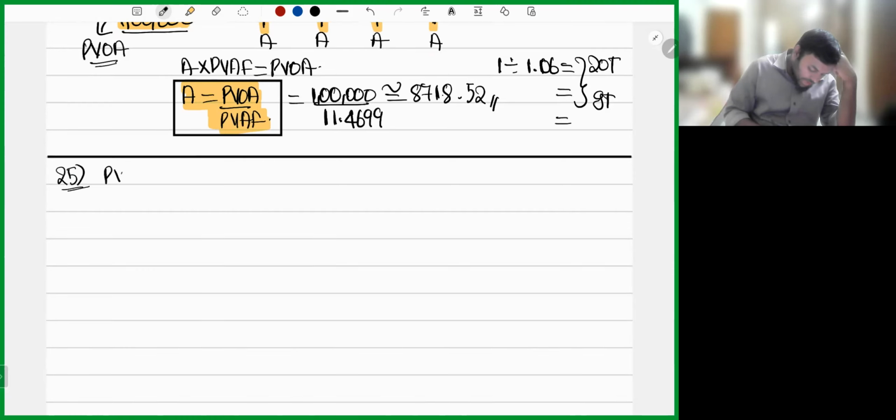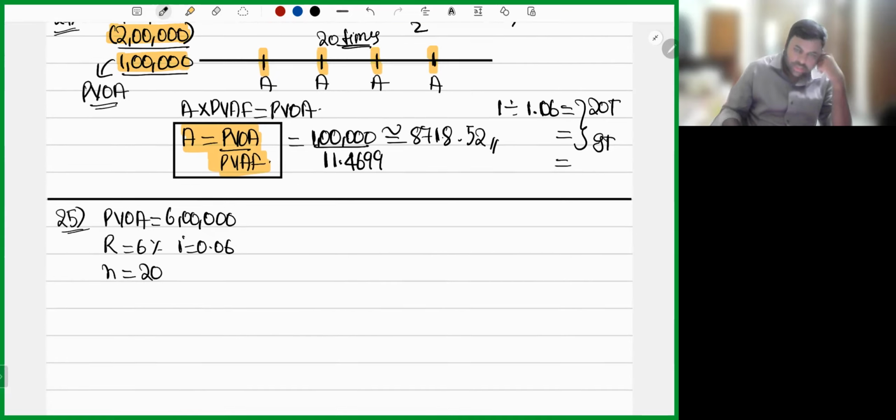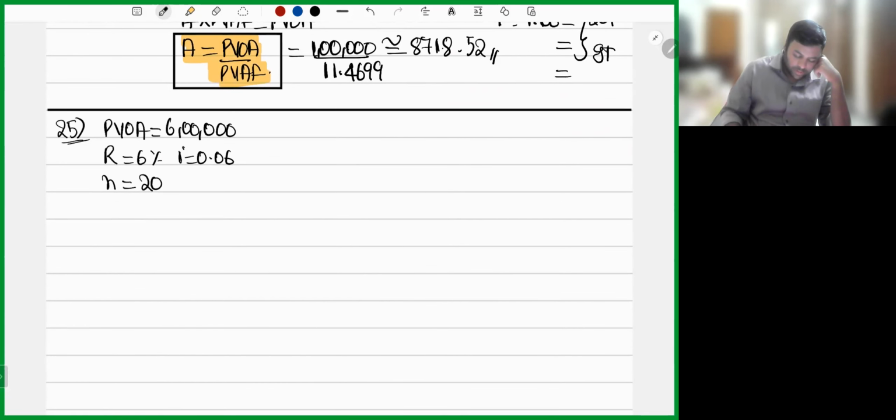Alibaba borrows 6 lakhs, so the present value of the ordinary annuity is 6 lakhs. Rate of interest is 6%, so i is equal to 0.06. n is equal to 20 installments. So A will be equal to the present value of the ordinary annuity divided by the present value annuity factor. So 6 lakhs divided by what will be the present value annuity factor?